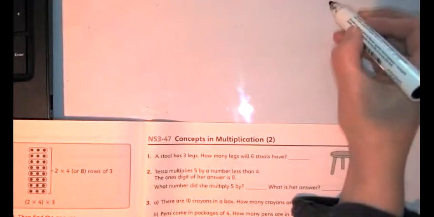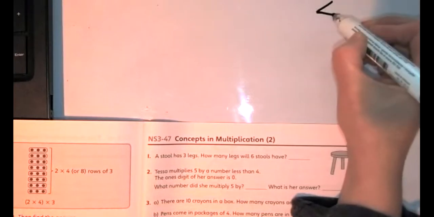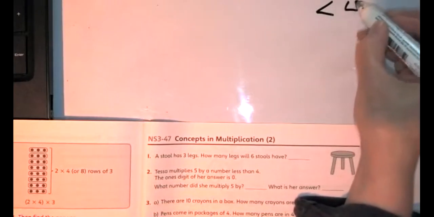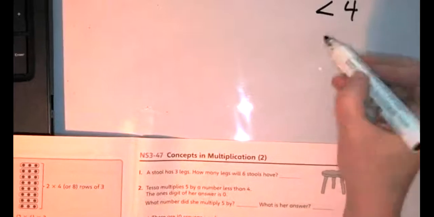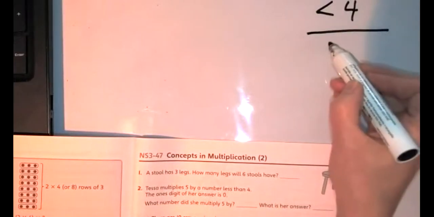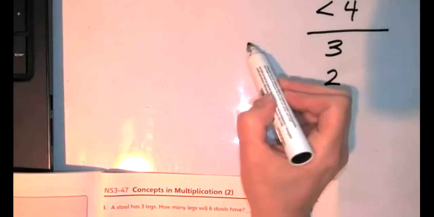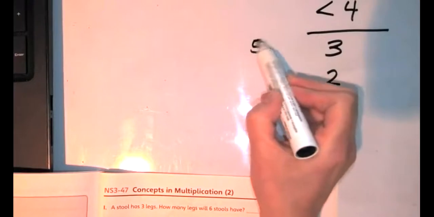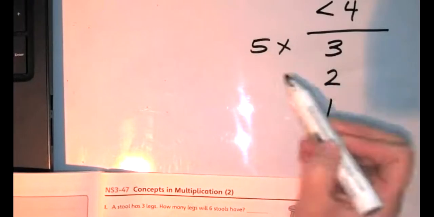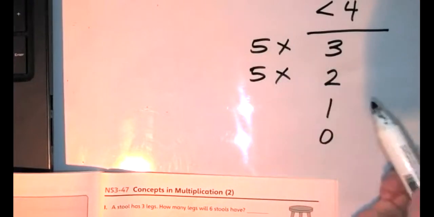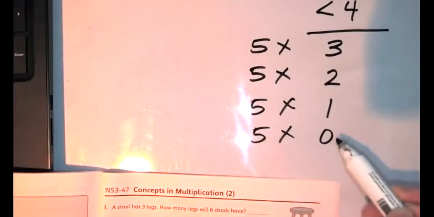So I'm going to write down less than. That means less than 4. All the numbers that are less than 4 are, well, 3 is less than 4. 2 is less than 4. 1 is less than 4. And 0 is less than 4. And I'm multiplying by 5. I'm multiplying all of these by 5. So I could do 5 times 3. I could do 5 times 2. I could do 5 times 1 or 5 times 0.